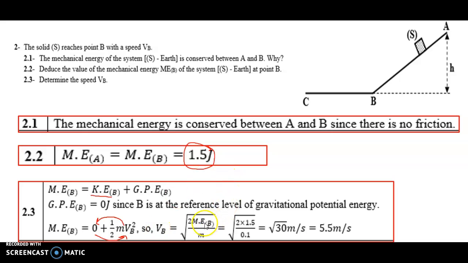Now, VB is equal to radical 2 mechanical energy at B over m. If you do the calculations, VB squared is multiplied by m over 2, so you multiply both sides by the reciprocal, it becomes 2 mechanical energy over m equals VB squared, but we want VB, so we have to take the square root. VB is equal to radical of 2 times mechanical energy at B over m, 2 times 1.5 over 0.1, this is radical 30, 5.5 meters per second.